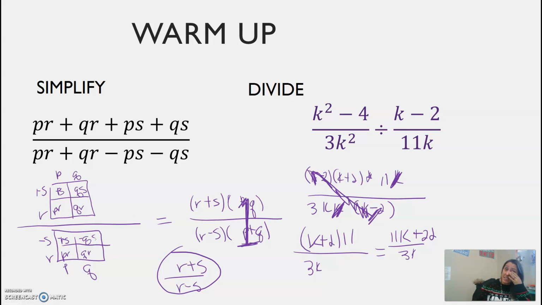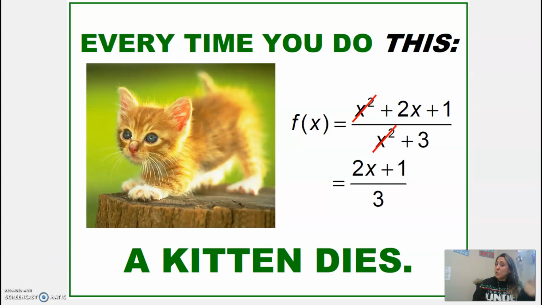So the thing is I would accept both answers. Your book does want the 11k plus 22 over 3k. All right, so just so you know, you have to factor. Every time you don't, a kitten dies, and we don't want to kill those kittens.